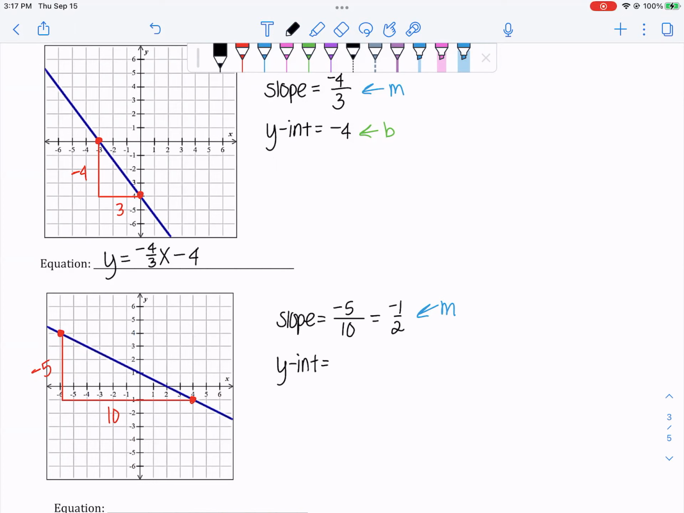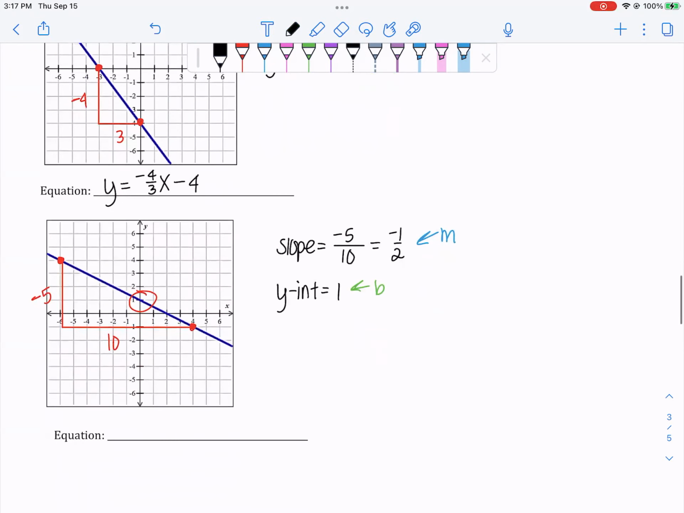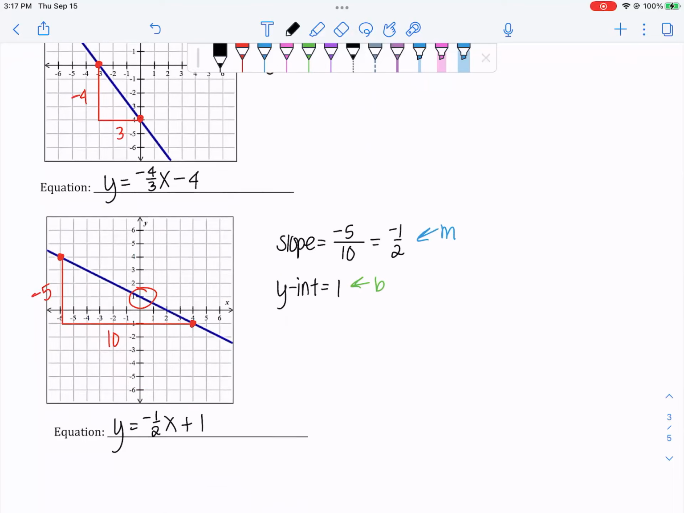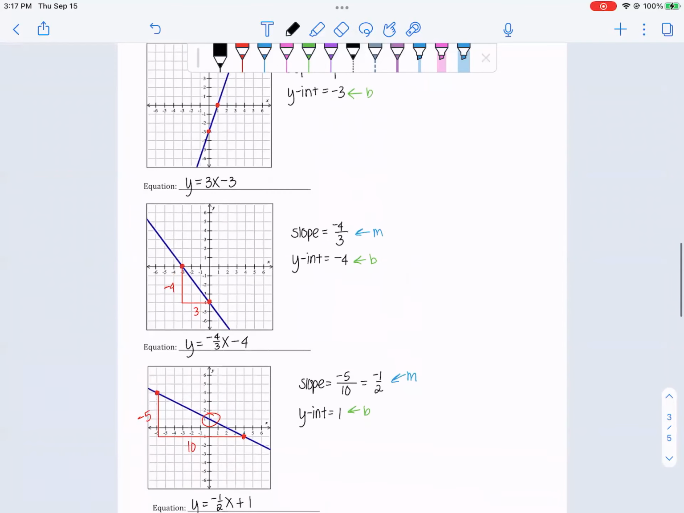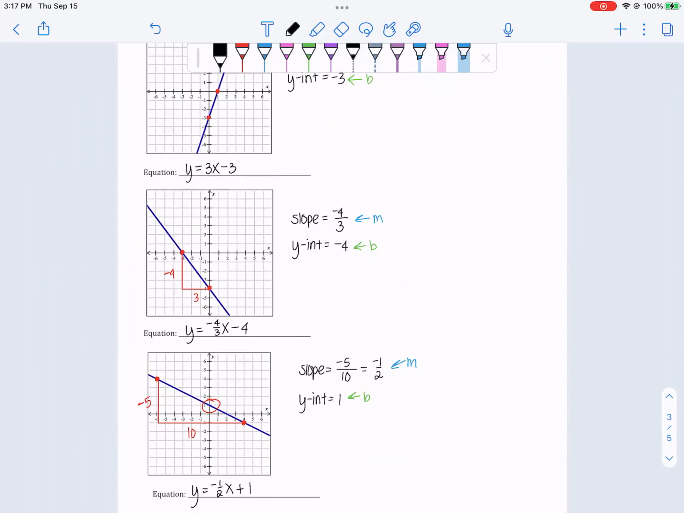My y-intercept is right here at 1. So my B value is 1. The equation of my line is y equals, slope is -1/2 x. X isn't part of the slope though. -1/2 is the slope. And then plus B, so plus 1. And that is writing the equation given the line.